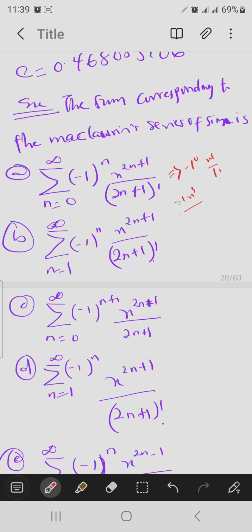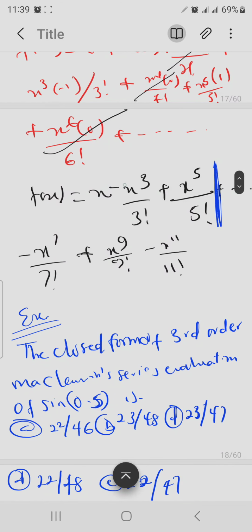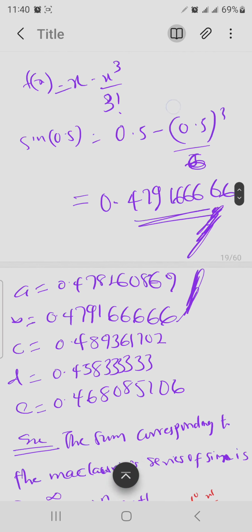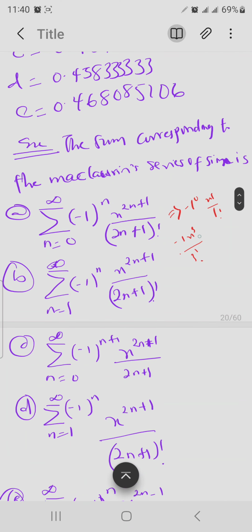x over 3, this one will be 3 factorial. You know the trend for the sine series will be this one: x minus x cubed over 3 factorial plus this factorial. So now if we check, this one will be minus x over 3, and this one is going to be x.